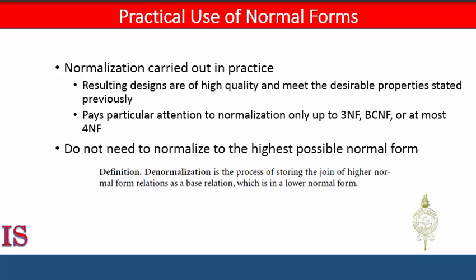Another point worth noting is that database designers need not normalize to the highest possible normal form. Relations may be left in a lower normalization status, such as second normal form, for performance reasons. Doing so incurs the corresponding penalties of having to deal with anomalies. Another definition: denormalization is the process of storing the join of higher normal form relations as a base relation, which is in a lower normal form.